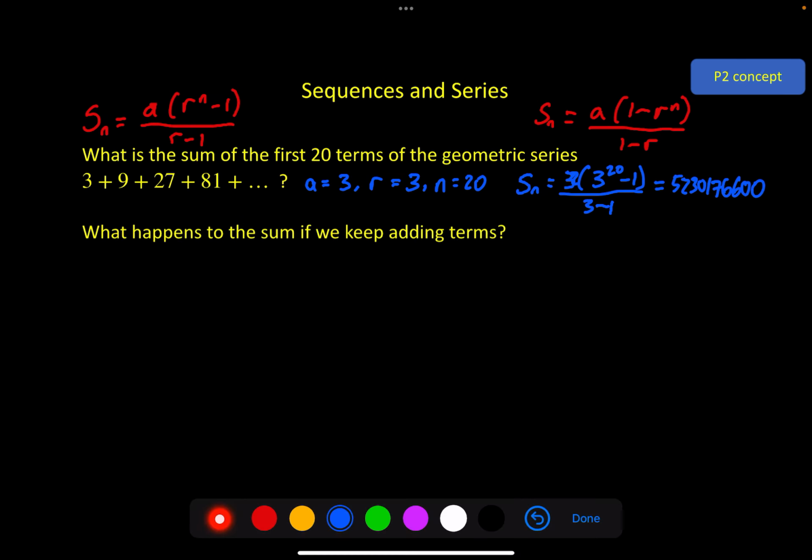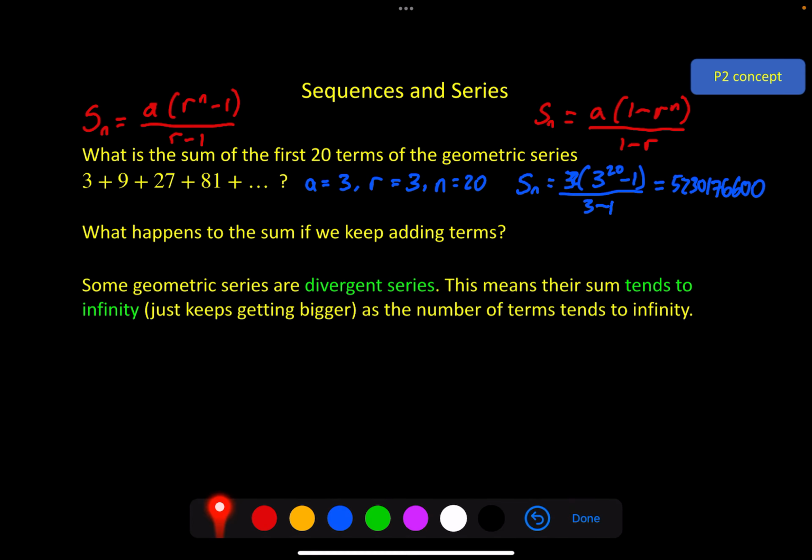And the question we're asking in this video is, what happens to this sum if we keep adding terms, if we just keep going and add more and more terms? Well, in this case, this number is just going to keep getting bigger and bigger and bigger. It's not very helpful. There will be no end, it will just get bigger. And this is called a divergent series.